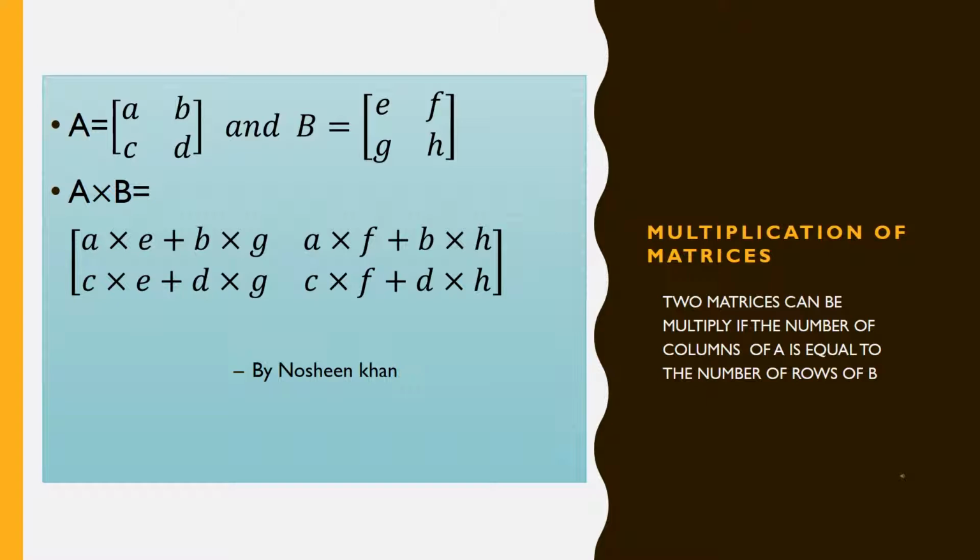Now on the second column, the first row of matrix A is A, B. So I will multiply it with the second column of matrix B, F, H. So A multiplied to F plus B multiplied to H. Now the second row of the matrix A is C, D. I will multiply this to the second column of the matrix B, F, H. C multiplied to F and D multiplied to H.